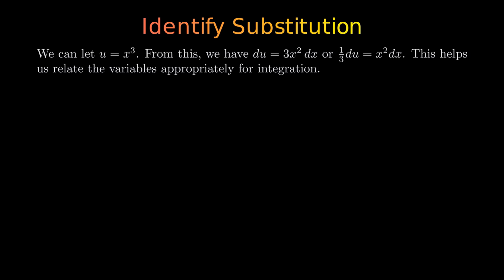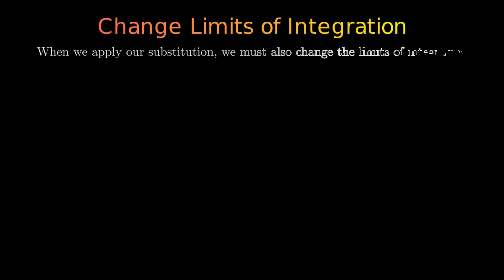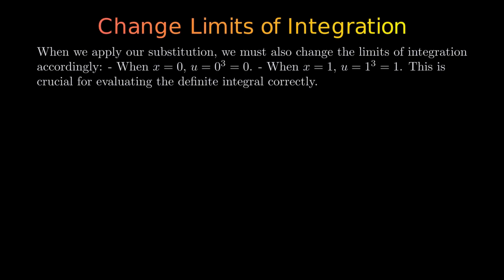Now, let's solve the integral of x squared from 0 to 1 using the theorem of substitution. This is a practical example that will allow us to see the power of substitution in action. In solving integrals, identifying a suitable substitution is the first and crucial step. It involves selecting a new variable that makes the integral simpler to analyze and solve.